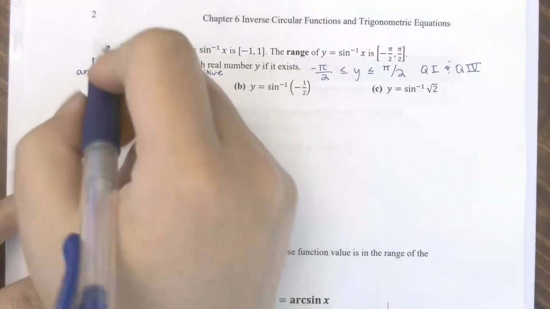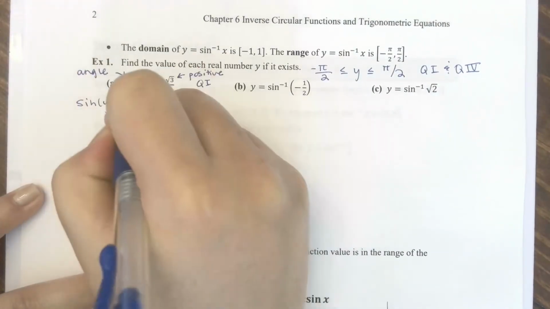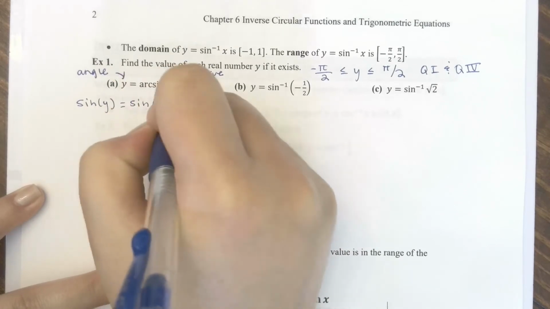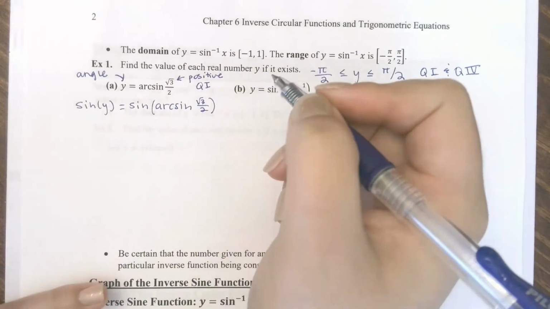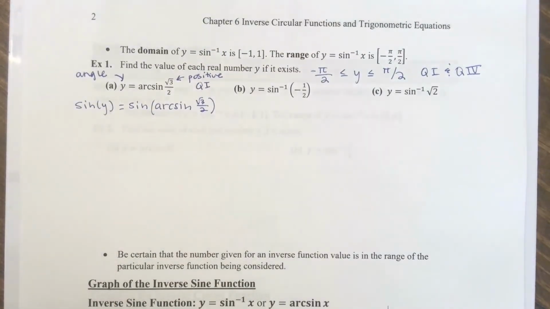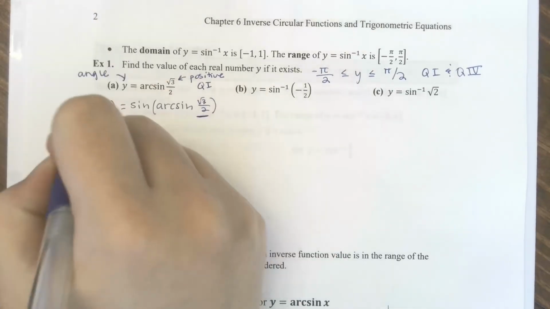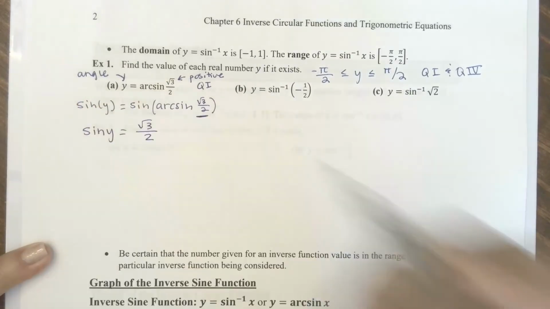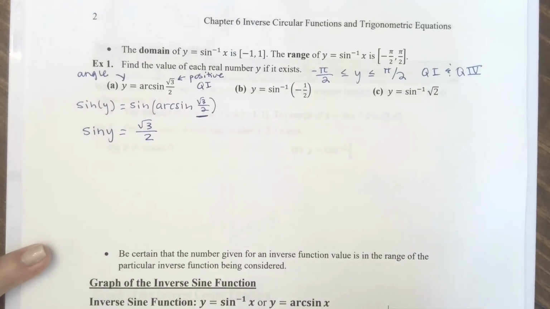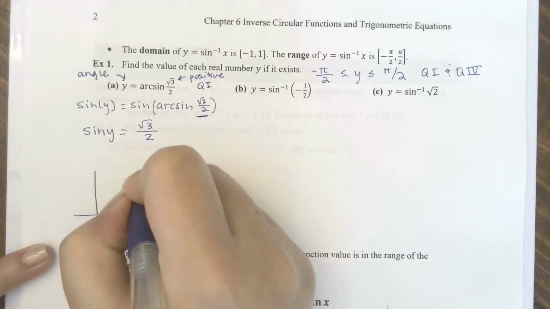Alright, so we are going to take the sine of both sides. So sine of y equals sine of arc sine square root of 3 over 2. If you recall from college algebra, taking a function of its inverse is going to give you the x value. So this means that sine y equals square root of 3 over 2. And then if I were going to draw a graph, we're in the first quadrant.